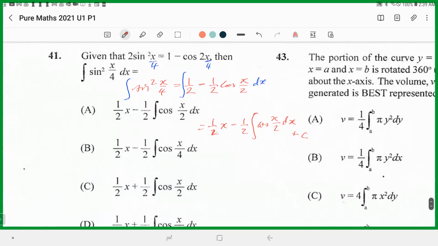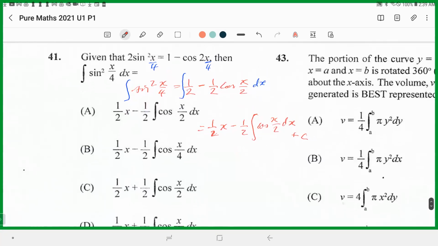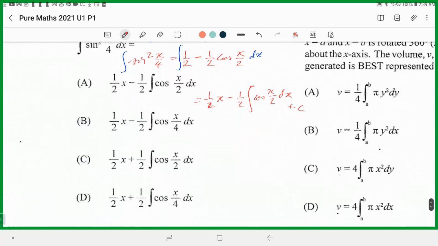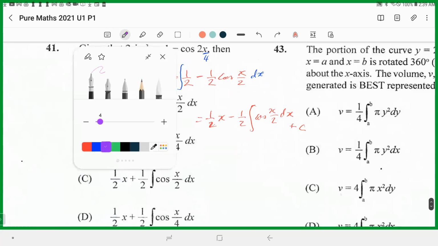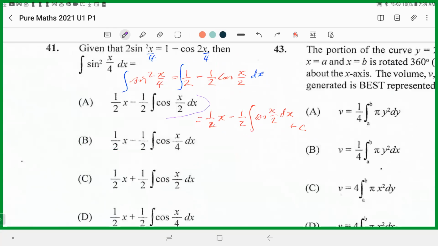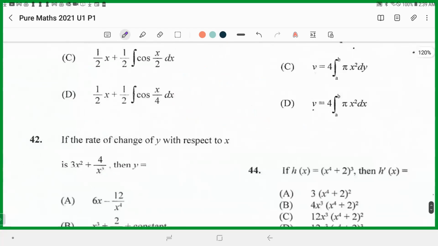They don't put a constant, they should put a constant, but they don't. So not B, because we have a 4 in here. So it's actually A, answer A. But check the answers carefully, because sometimes they look close, the same, and it's something different. So check carefully.